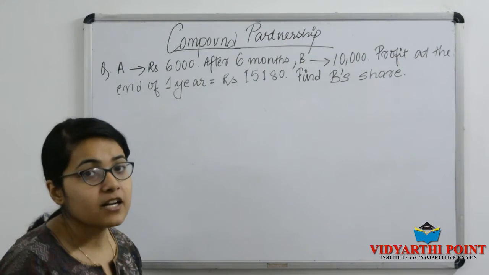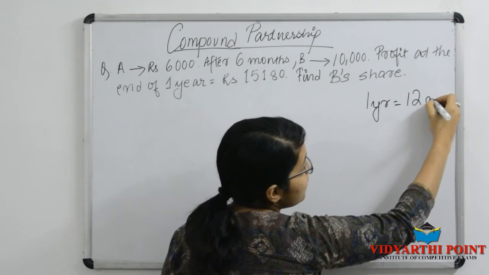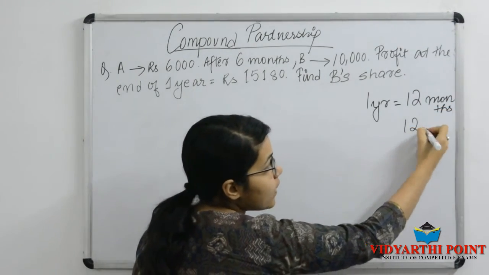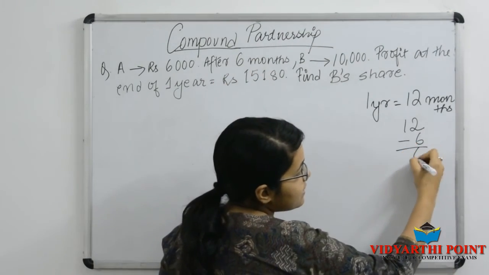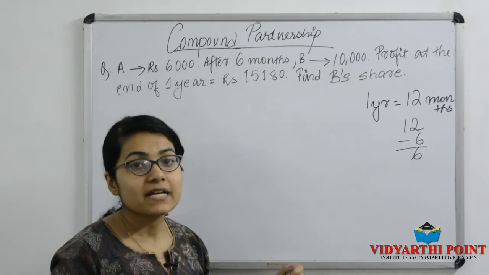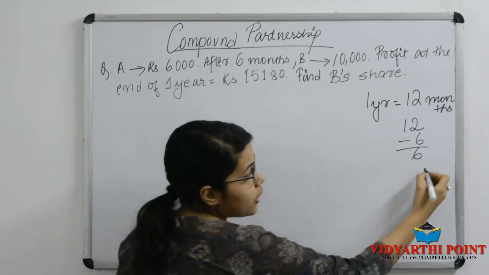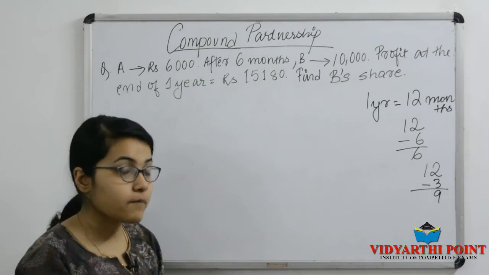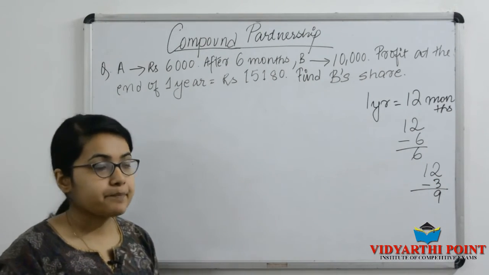Here, in the question, we can see that the time of investment of A and B is different. Here, the profit is calculated after 1 year, and we know that 1 year equals 12 months. A has invested for 12 months, but B has invested after 6 months, that is 12 minus 6, 6. That means A has invested for 12 months, but B has invested for 6 months. In the question, if it was that after 3 months B has invested, then you need to subtract 3 from 12, which is 9 months. That means B has invested for 9 months. Whatever the months given, you have to subtract it from your 12 months.